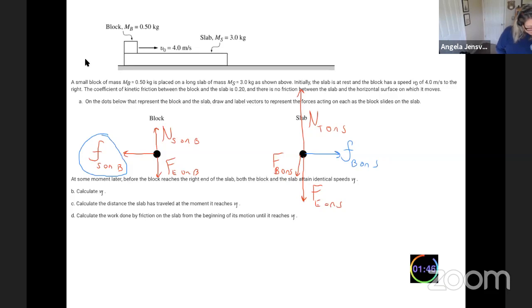Calculate V final. Oh, okay. Well, does it say there's friction blocking the slab? No friction between the slab and the table. That means that if there's no external forces, momentum's conserved, right? So we can conserve momentum. So let's do mass of the block, V naught equals mass of the block plus mass of the slab, V final. In the interest of time, I'm just going to tell you that if you plug those numbers in, I did it earlier, 0.57 meters per second. Okay, calculate the distance the slab has traveled at the moment it reaches V final.